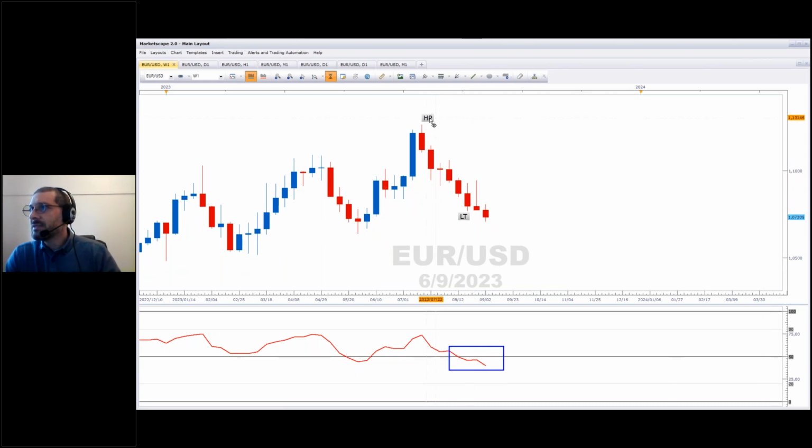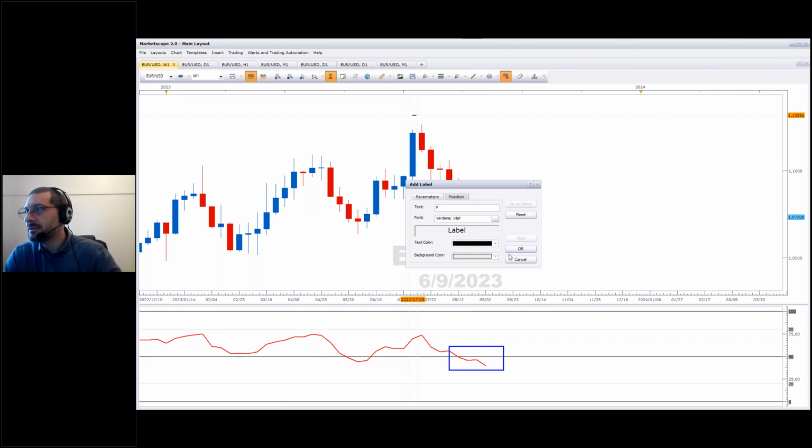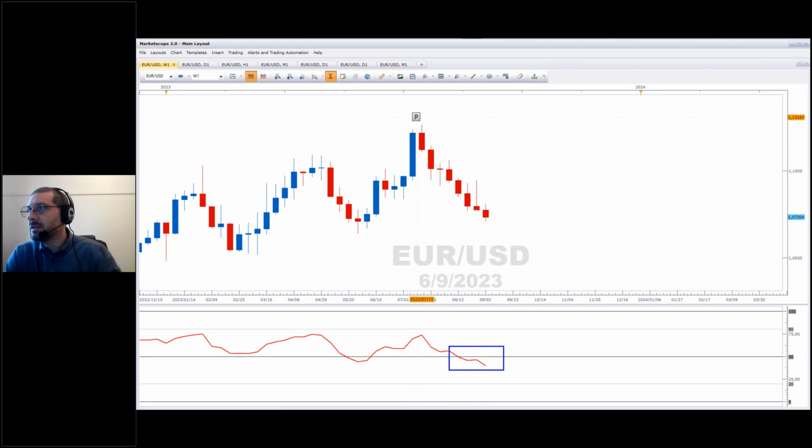Okay, I want to take out the HP and the LT. So we're looking at the weekly here. I'm just going to put in P, our reference peak, and a reference trough.